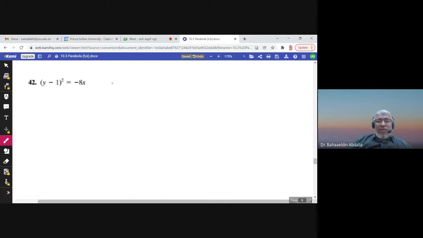Well, here, what is the vertex? X minus h. There is no h, so it's 0. Y minus k, so the vertex is (0, 1). And 4p is -8, so p is -2. The absolute value of 4p is 8. This is the length of the latus rectum. Where does it open? Y squared, right or left, p is negative, so it opens to the left.